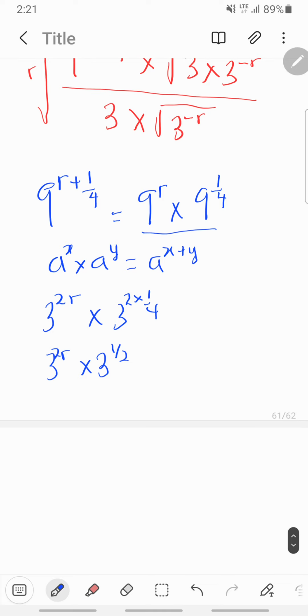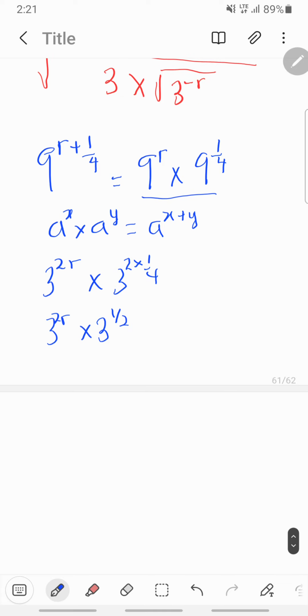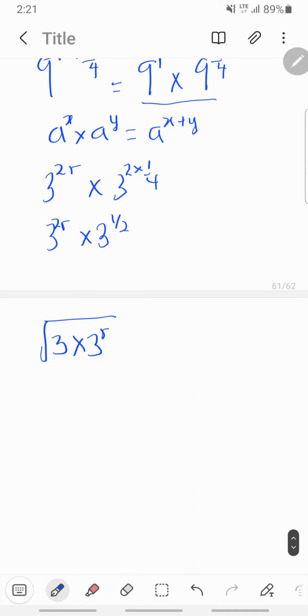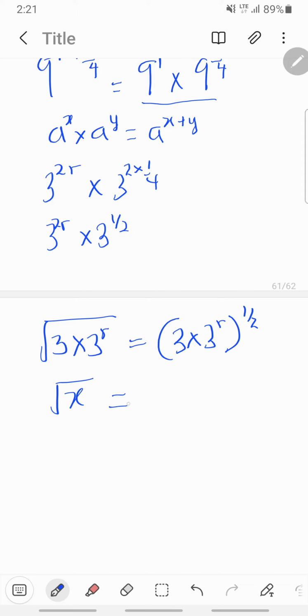Then I'll move to the second term that I have here, which is the square root of 3 times 3 raised to r. If you look at this, it can also be written as 3 times 3 raised to r, all raised to power 1 over 2. For instance, if you have the square root of x, the square root of x is the same thing as x raised to power 1 over 2. So that is what I used in doing that.